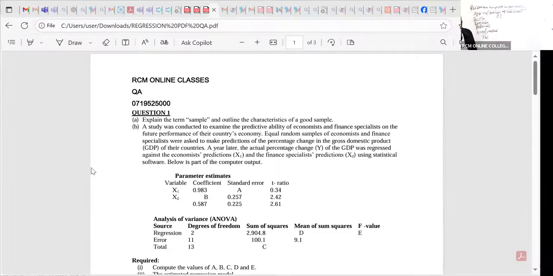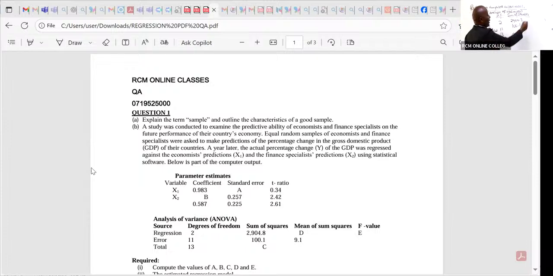So degrees of freedom, we have in this case here 2, 11, and then we have 13. Those are degrees of freedom. And then we have the sum of squares. What do we have here for sum of squares? I can see 2904.8. Then we have 100.1, and then we have there a C.